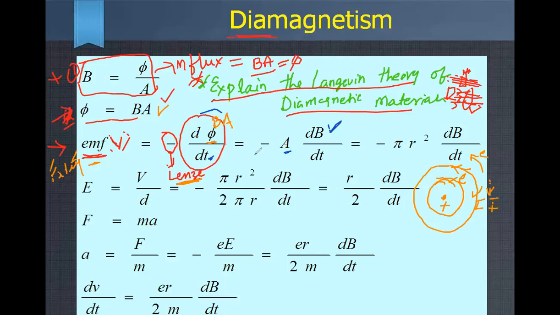So here, since we put phi equal to BA, A came out. The remaining is how much? Minus A dB by dt. This is fine. Then when I was talking about a circular coil, when an electron is revolving in a circular coil or nucleus or in the atom, it should be circular, right? So A is what? A is equal to pi r square, where r is the radius. Minus pi r square dB by dt. So I think up to here you understand.